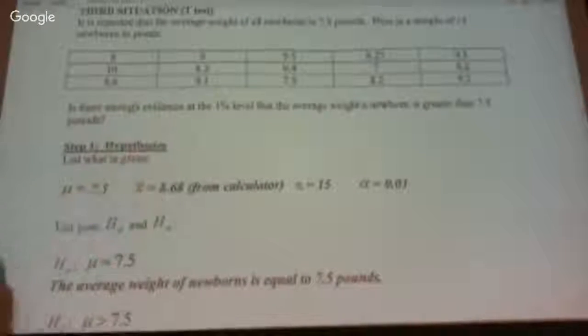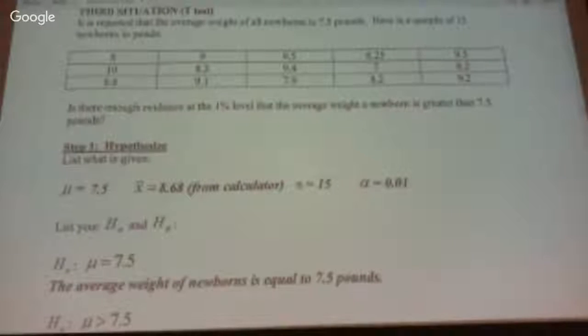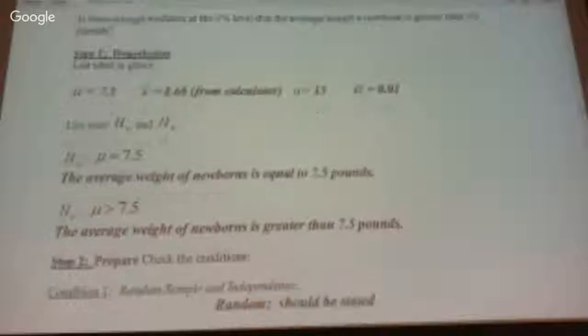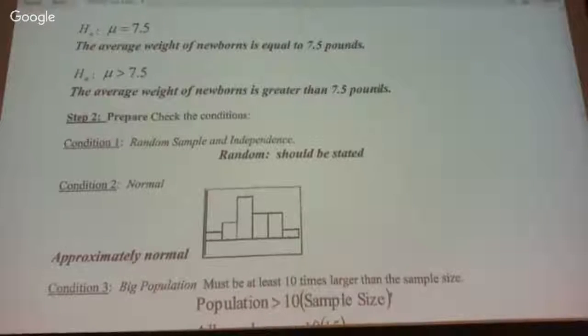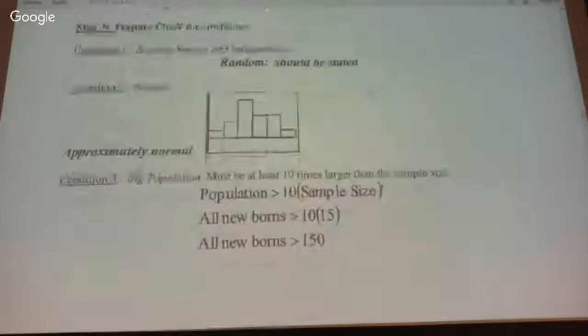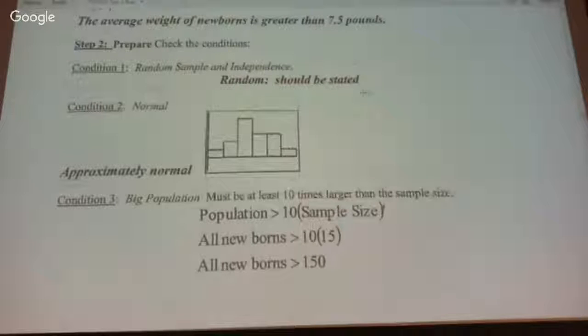Okay? But let's talk about details. H0 is going to be mu equals 7.5. We're not using P, we're using mu. And we're not saying the proportion, we're saying the average. So the average weight of newborns is equal to 7.5 pounds. We're trying to say in HA, the average weight for newborns is greater than 7.5 pounds. Now, the conditions for a t-test are a little different. Was it random? Yep, should have been stated. What's the magic number for a t-test?